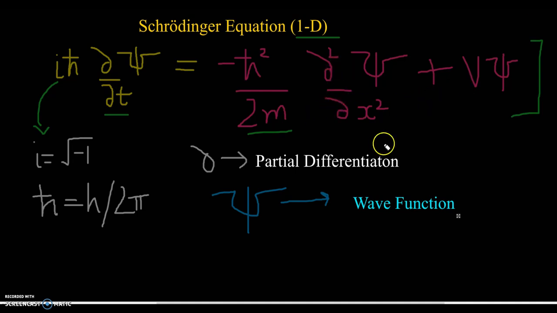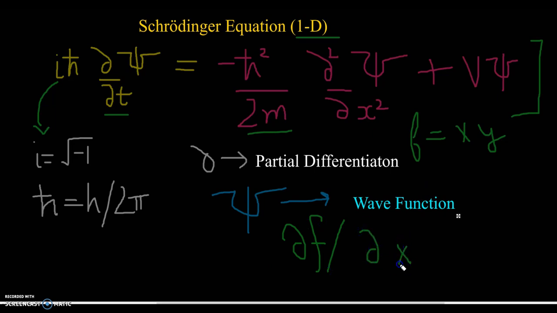Now the idea of partial derivative is very simple. Basically, suppose you have a function of multiple variables, let's say f equals x times y, then dou f, this is called dou, by dou x will be, we differentiate this function with respect to x, keeping other variables, in this case y, constant. So the answer will be y.